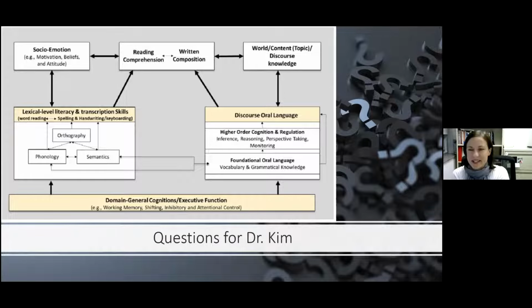Yeah, I'm glad you mentioned the mental representation piece. So I'm assuming Kintsch's construction-integration model is underlying that part. Exactly. Yep.